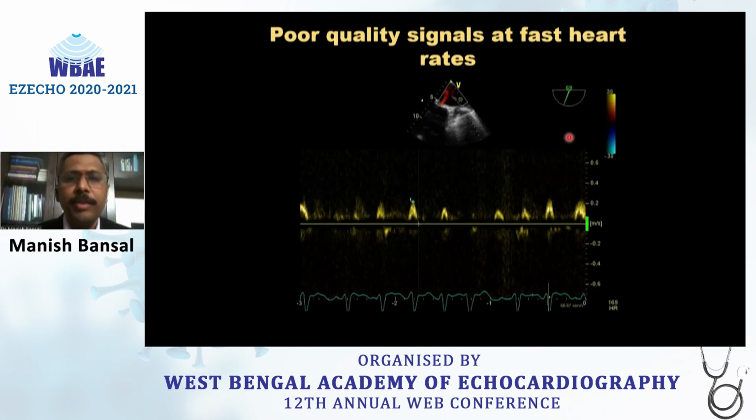Another problem that we face is that when the heart rate is very fast, then not only measurement becomes difficult at that fast heart rate, the waveforms also become quite indistinct and chaotic, and it becomes really difficult to make out where to measure, what to measure.